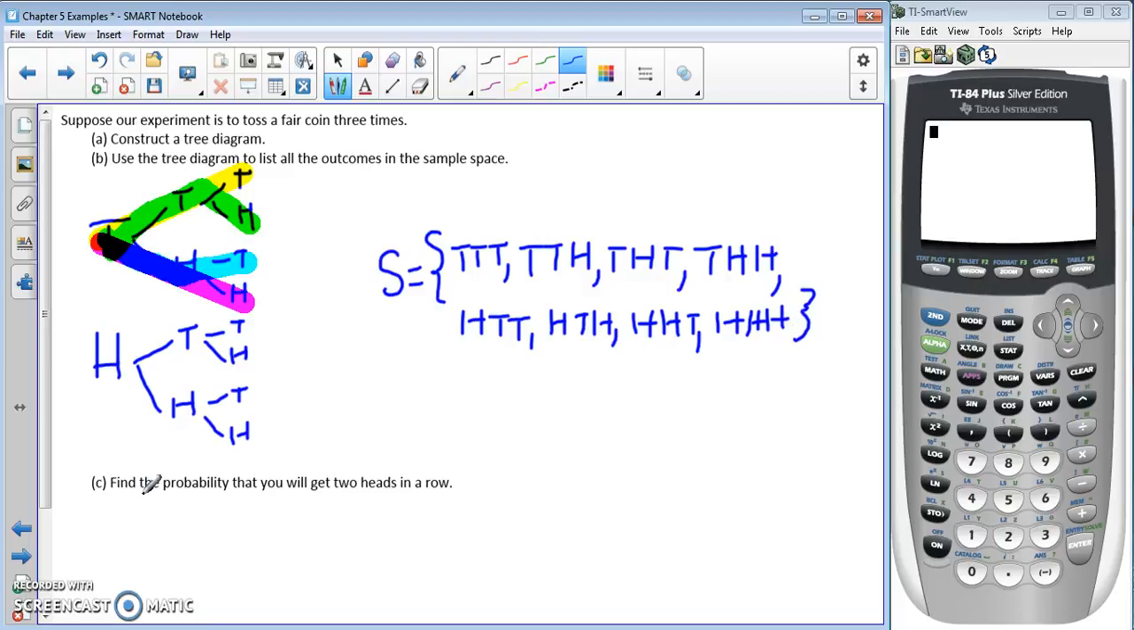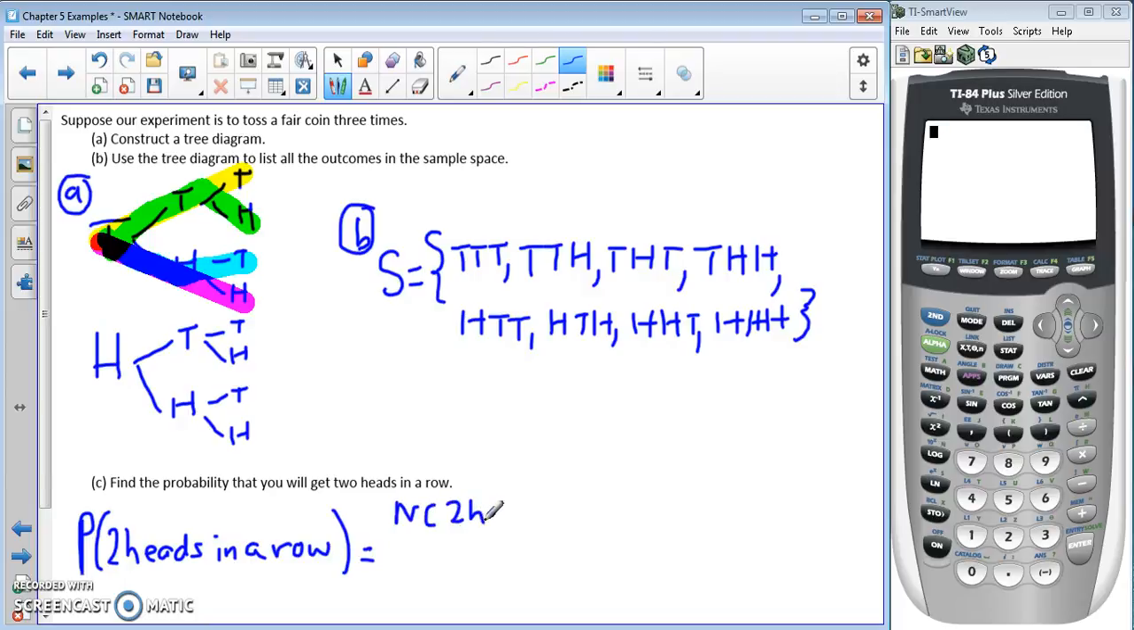So part C, we want to know our probability that we will get 2 heads in a row. So write down the probability of 2 heads in a row. So that's the number of 2 heads in a row over the number in our sample space here.